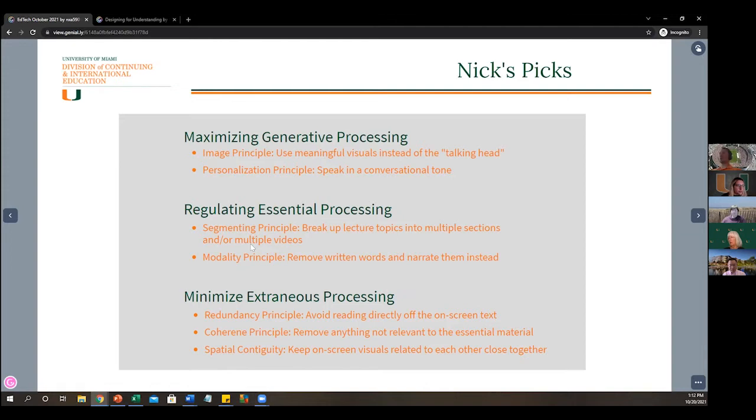With essential processing, this is really the meat and potatoes, in my opinion. And the 2 that I think are the big ones to focus on are definitely going to be the segmenting principle. So when we're preparing a pre-recorded lecture, as we're going to get into with preparing your scripts, we might want to plan it out like we're going to teach a class on campus. And how long are classes on campus? It can be upwards of 40 to 50 minutes, maybe even longer, an hour, 2 hours.